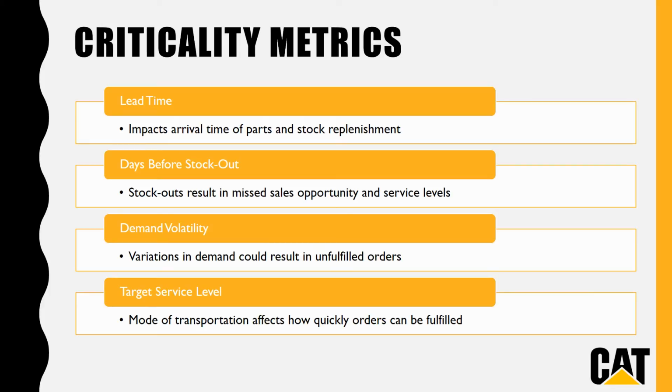We also included a demand volatility metric because it reflects how uncertain demand is, and variations in demand can result in unfulfilled orders decreasing service level. This was derived from the 12-month demand from the last year, divided by 365, and compared to the forecasted demand for the year. Lastly, target service level was the 4th metric because mode of transportation affects whether parts are in stock to fulfill orders so that there are no stockouts, reaching their target service level.